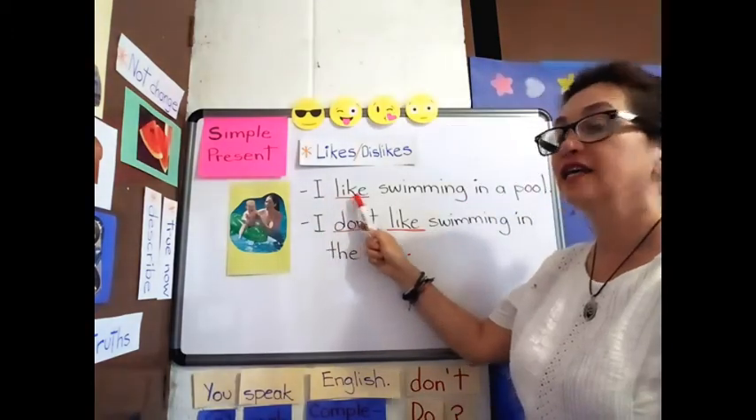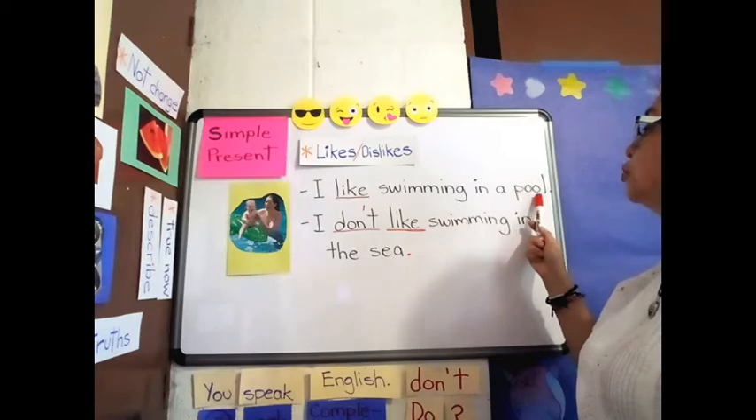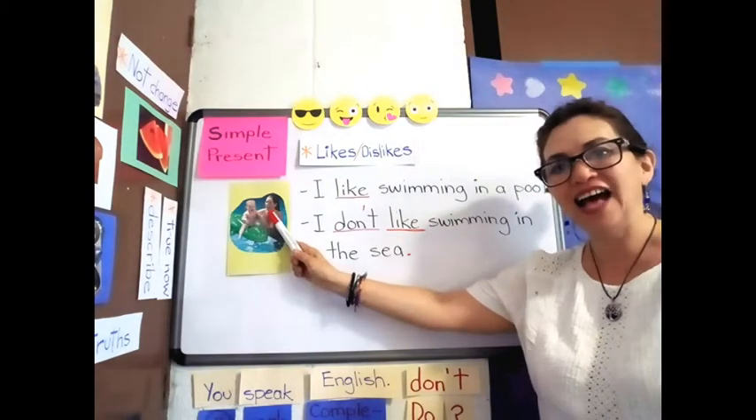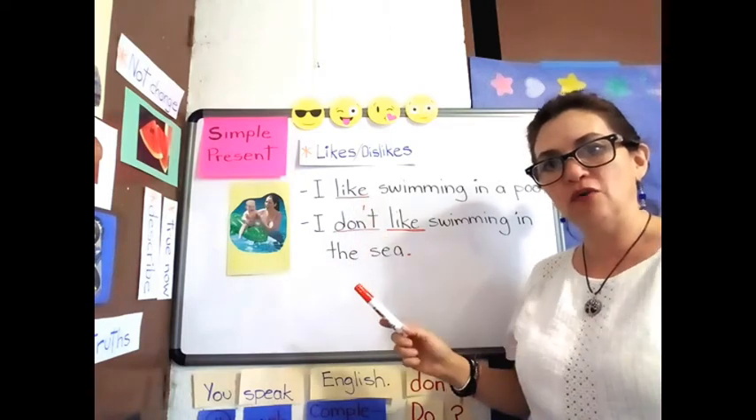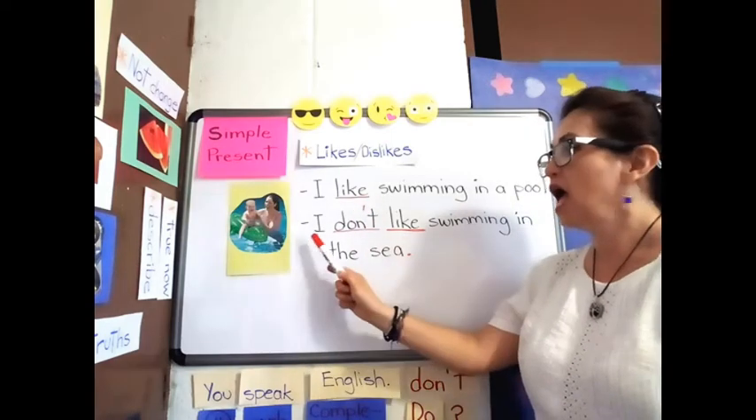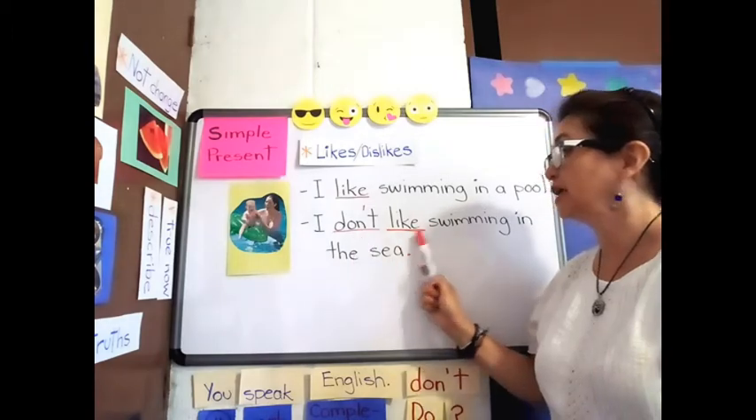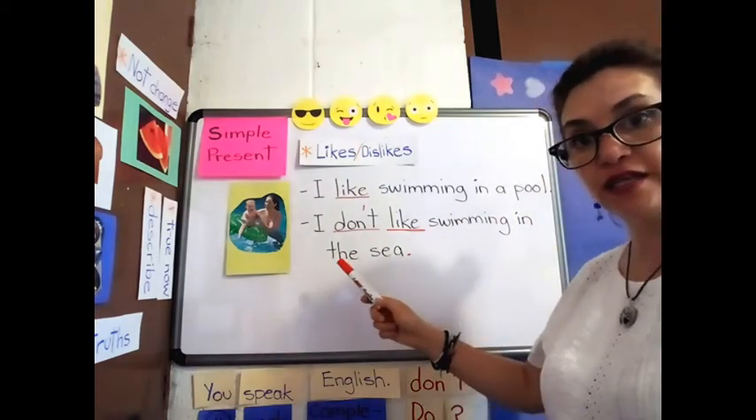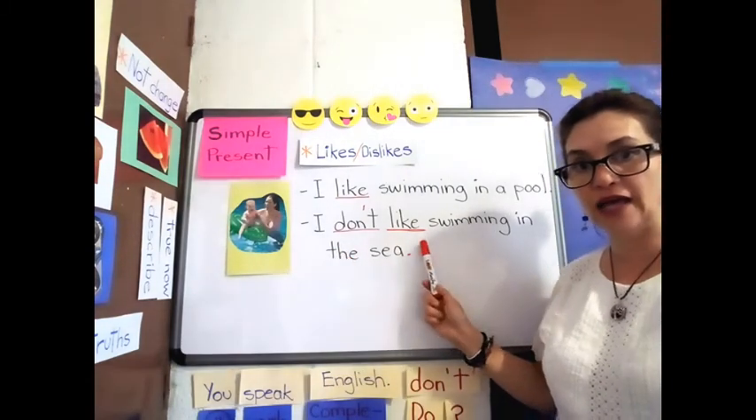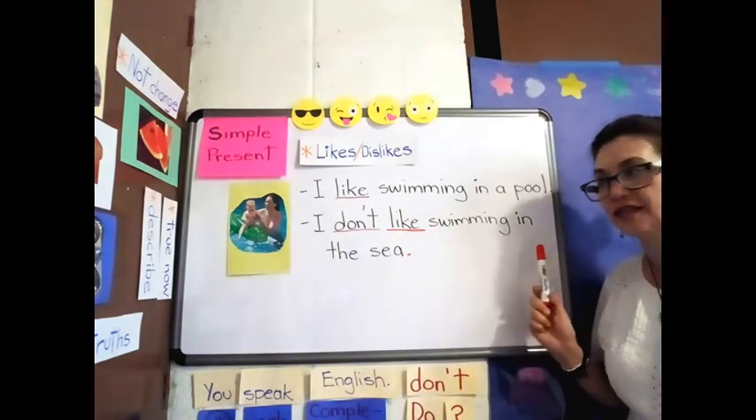I like swimming in a pool. Like. Now, dislike. I don't like swimming in the sea. Let's read this sentence. I don't like swimming in the sea.